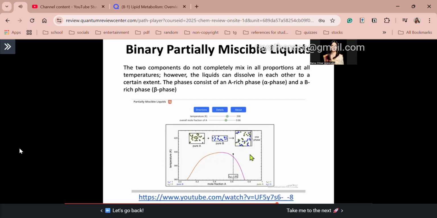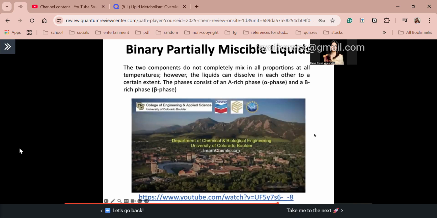So the idea is that over some range of temperature and mole fraction, we have phase separation. Outside of that range, we have complete miscibility for this binary mixture. Very cool, right? So basically, that is the concept of binary partially miscible liquids.